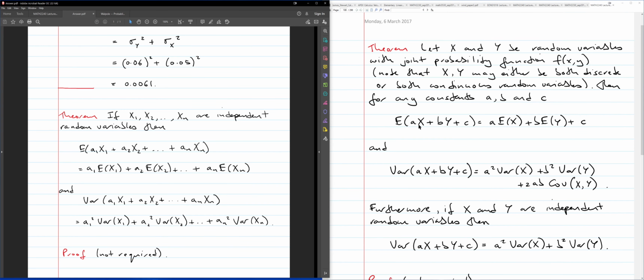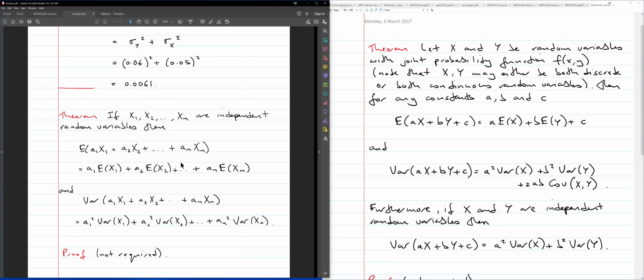Okay, so this result over here is the expected value of the sum of two random variables with constants out in front, a and b. How you get the expected value is by taking the expected value of x and multiplying it by a, taking the expected value of y and multiplying it by b, and then adding them. And if you have a constant c, you take the expected value of the constant, and the expected value of the constant is just the constant itself.